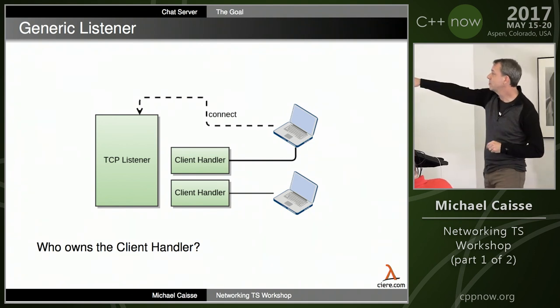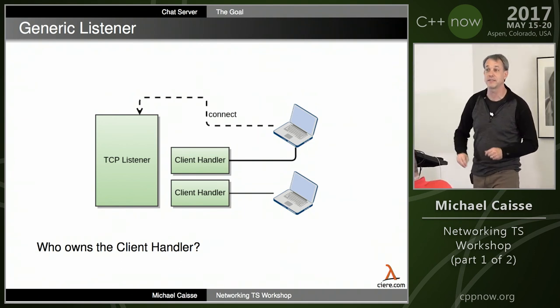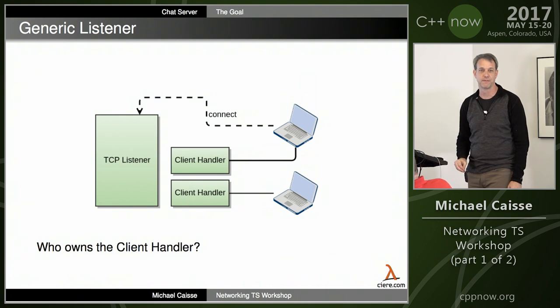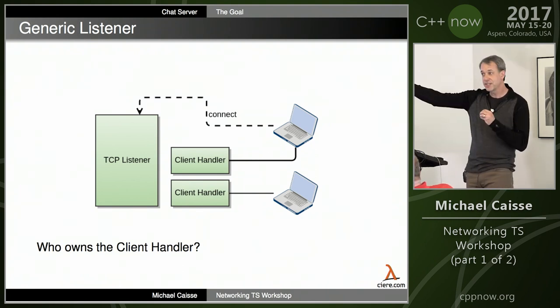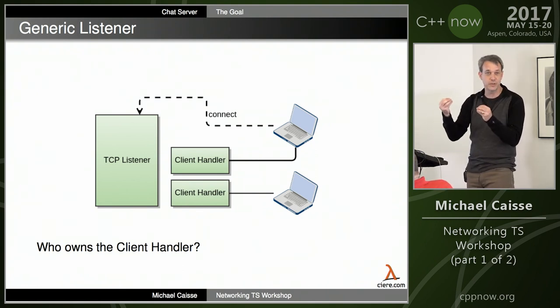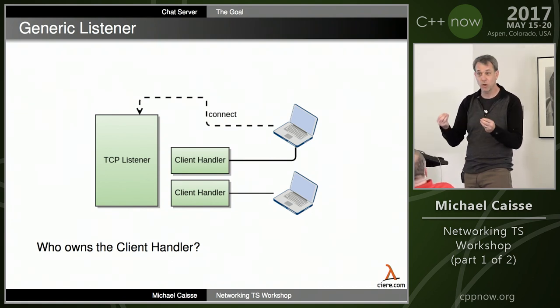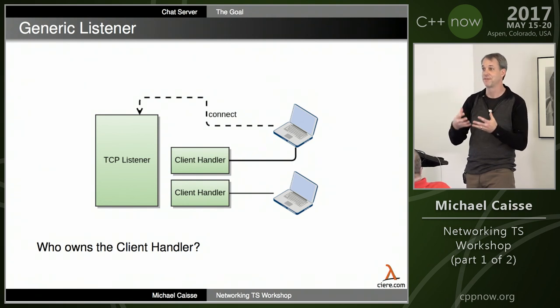The thing that owns the client handler is whether or not the client handler has any more work to do. It owns itself via the connection on the other side. If it still has more work to do, it needs to stay alive. If it doesn't have any more work to do, it should go away. And the only thing that actually knows that is itself.